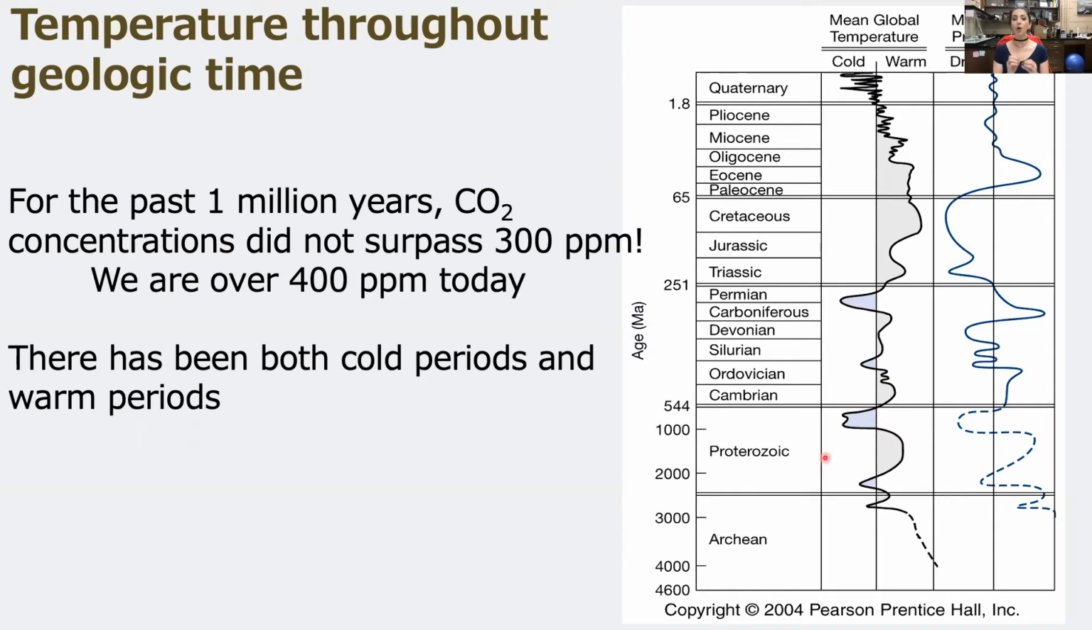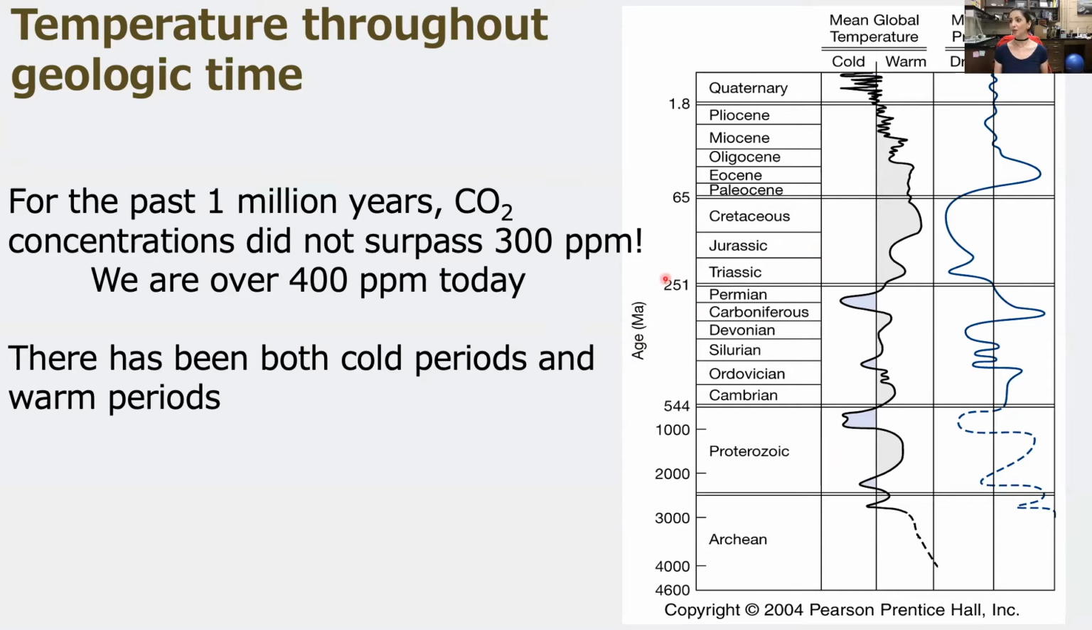But for the past 1 million years, CO2 concentrations did not surpass 300 parts per million. And as we learned several slides ago, we're at over 400 parts per million today. CO2 concentration does have a direct effect on temperature, and we'll see that on the next slide. But this is just to show you that there has been both cold periods and warm periods on Earth. And believe it or not, we are currently in a cold period.